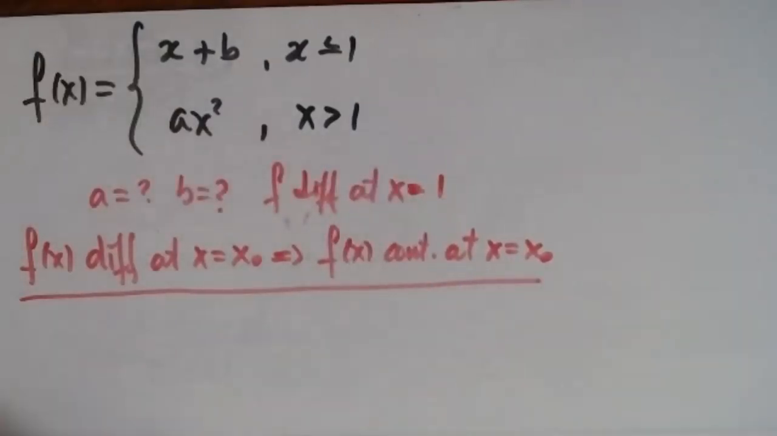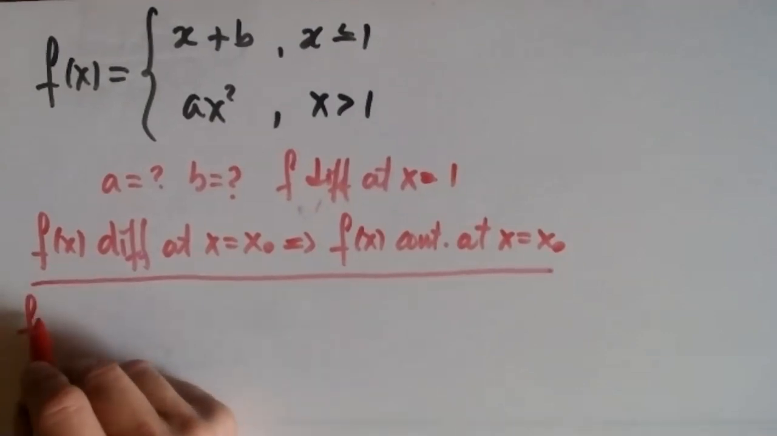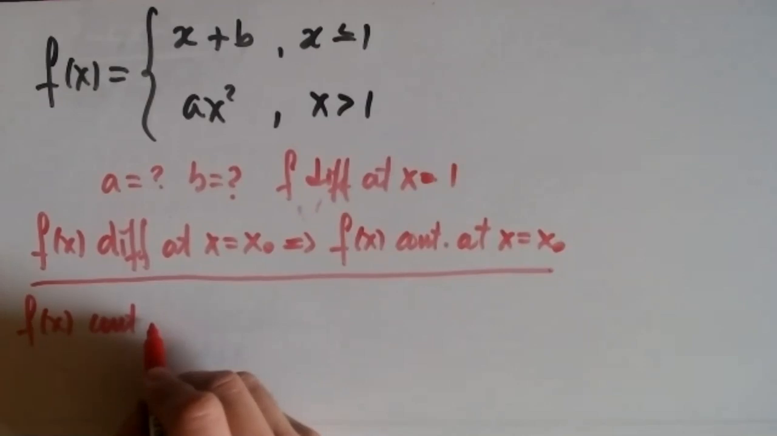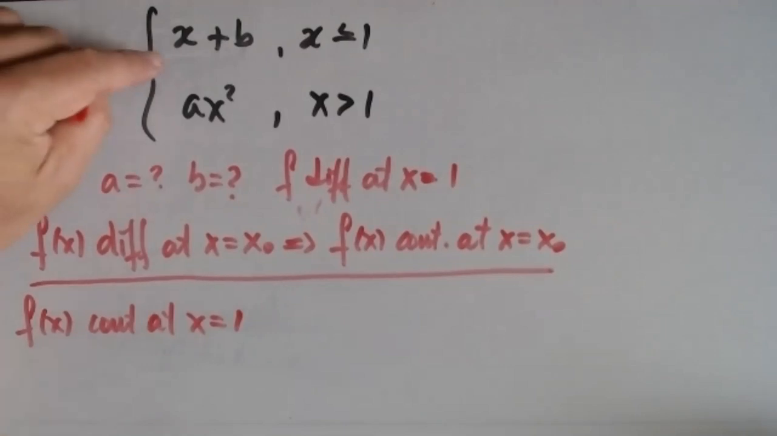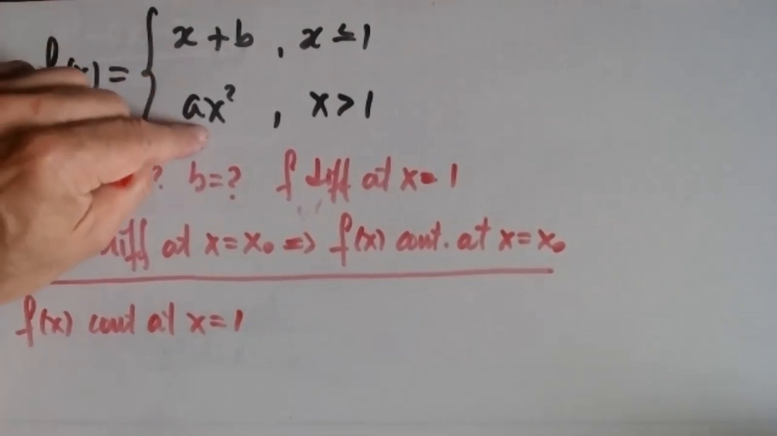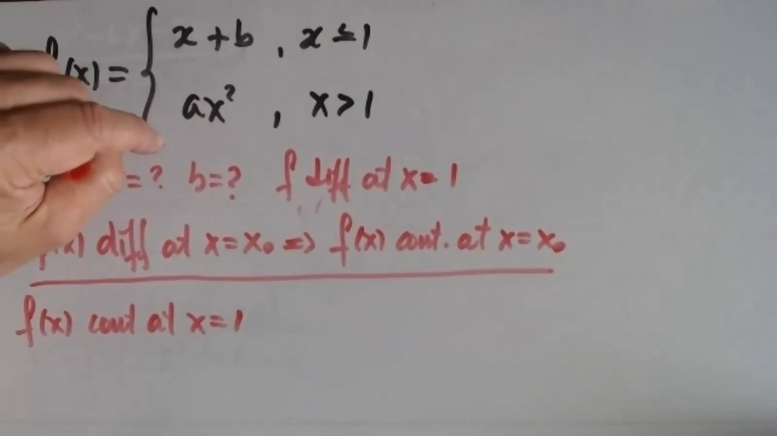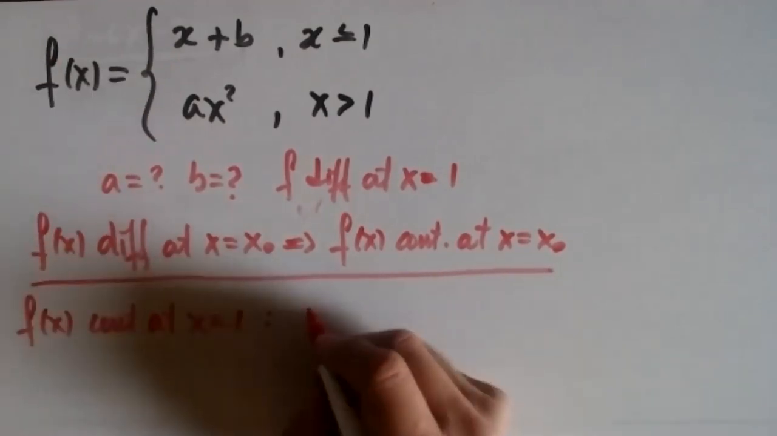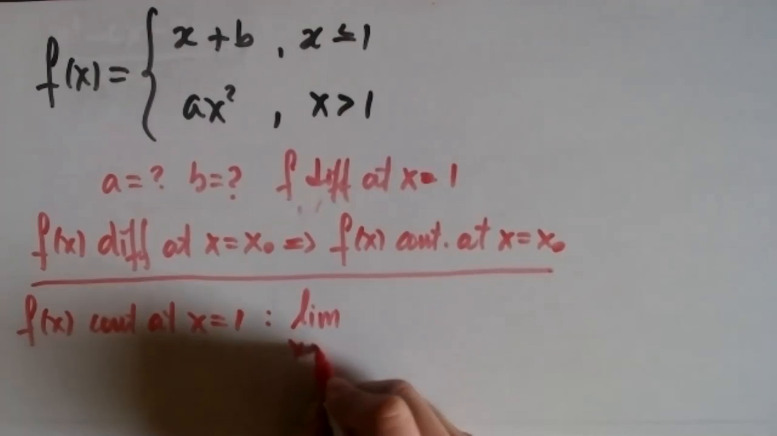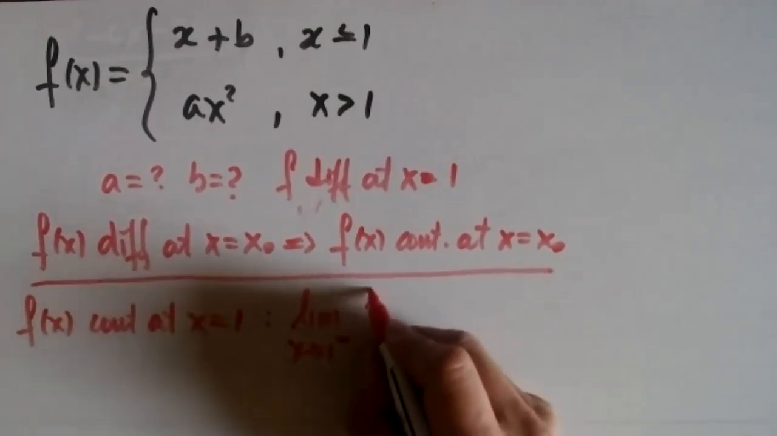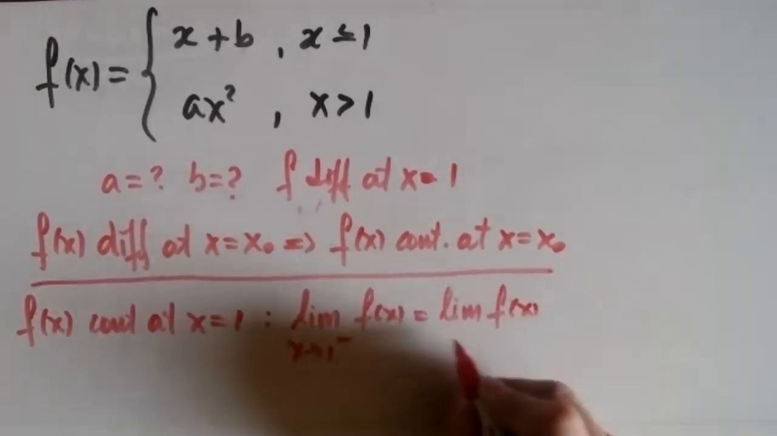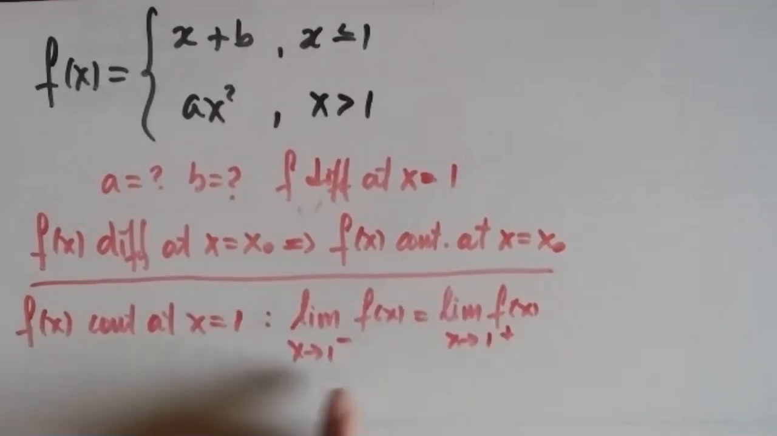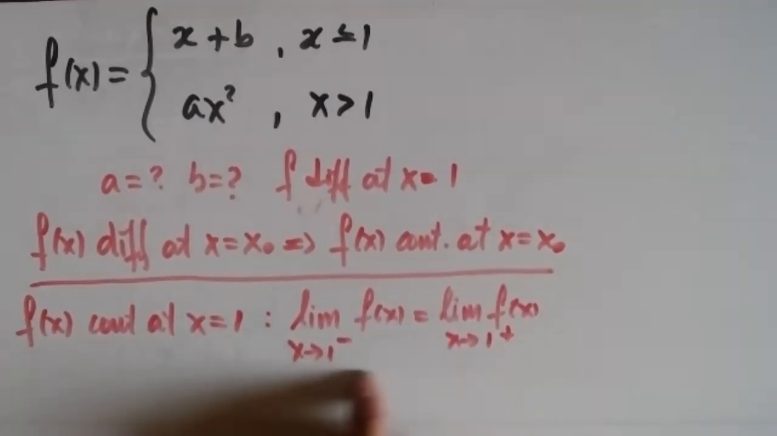So f of x continuous at x equals one means that if you put a one here and a one here, you get the same value, correct? So it strictly means that the limit when x approaches one from the left of f of x is the limit when x approaches one from the right. So this is the first condition. The functions have to get the same limit.